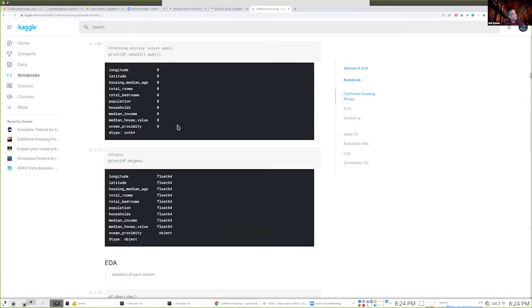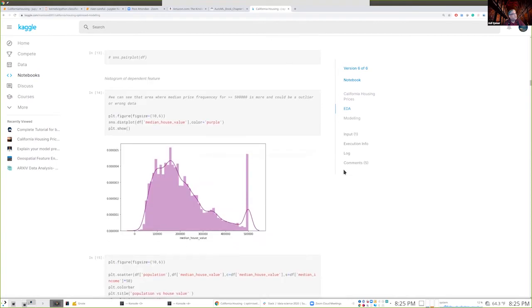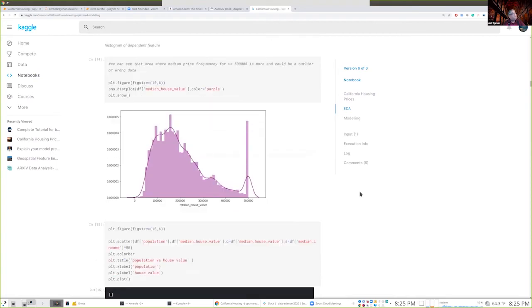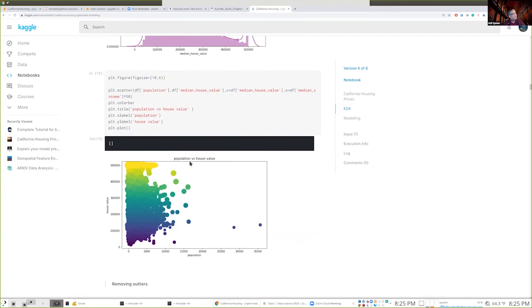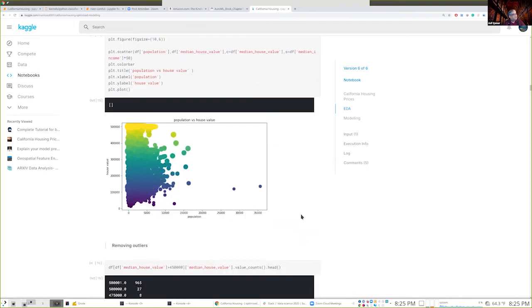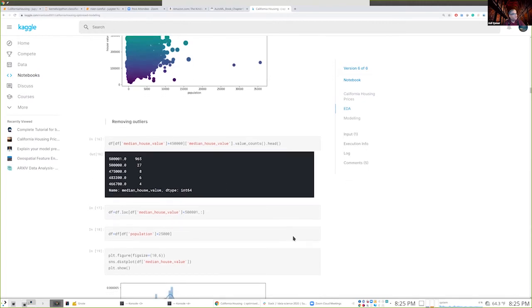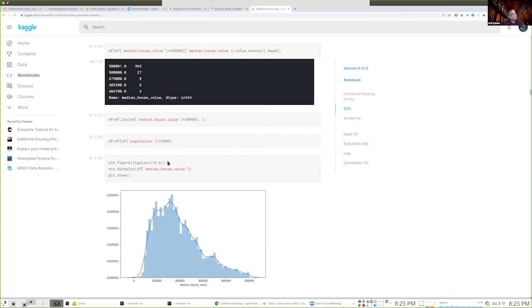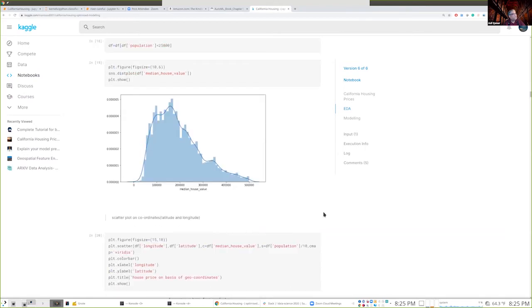Checking for null values, EDA, exploratory data analysis. Let's see what he does. He notices that there's this big pillar. Probably he'll remove that. Population versus housing, not terribly informative. Removing outliers, good. So he has actually decided to drop outliers, which is very good. So in every dimension, he's removing outliers.